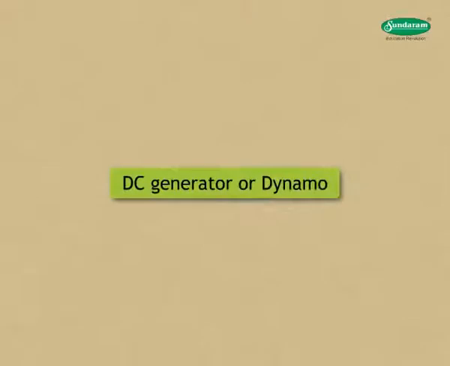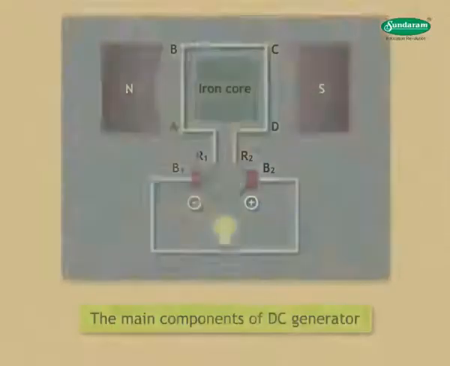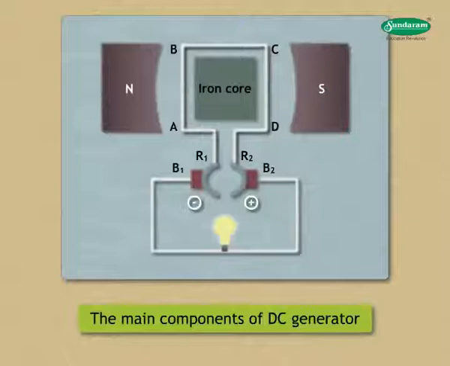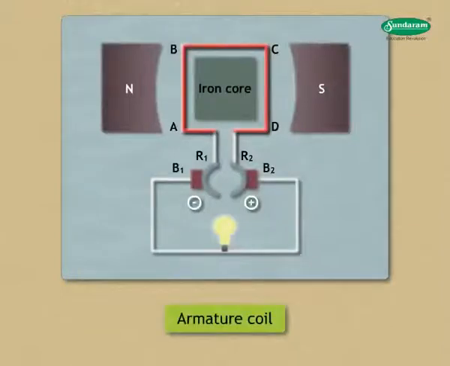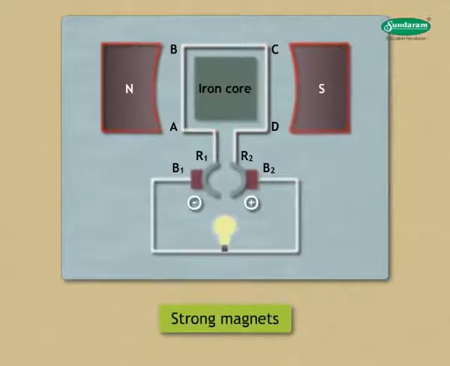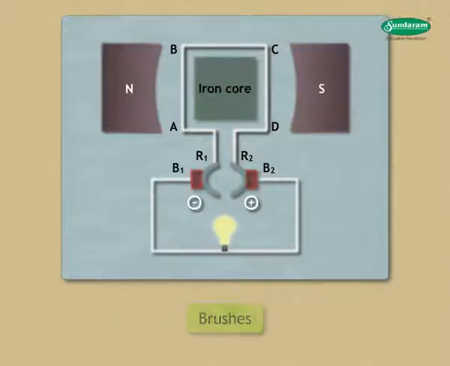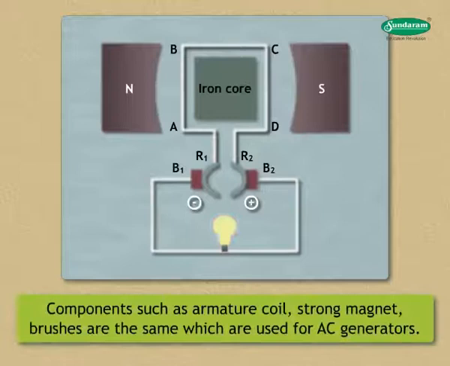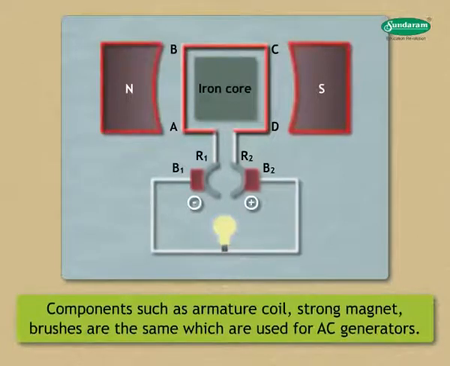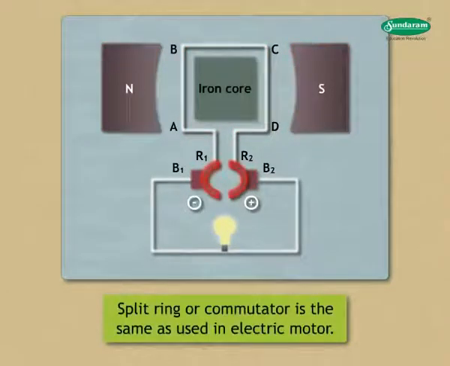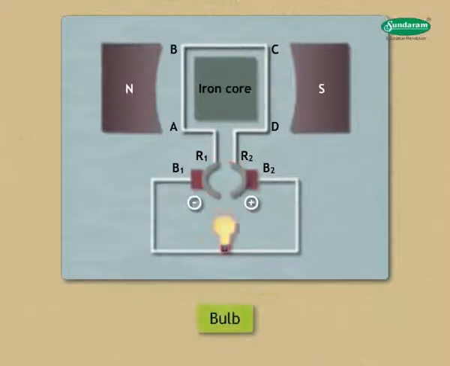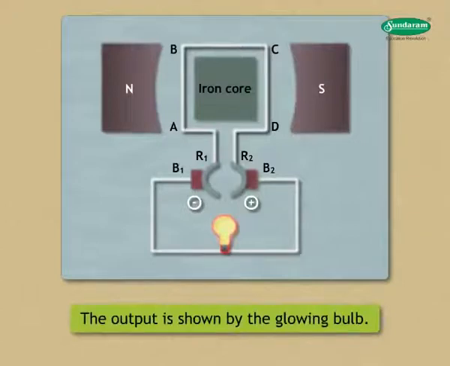DC generator or dynamo. Construction. The main components of DC generator are: 1. Armature coil, 2. Strong magnets, 3. Split rings or commutator, 4. Brushes, 5. Bulb. The components such as armature coil, strong magnet, brushes are the same which are used for AC generators. Split ring or commutator is the same as used in electric motor. The output is shown by the glowing bulb connected across the carbon brushes.